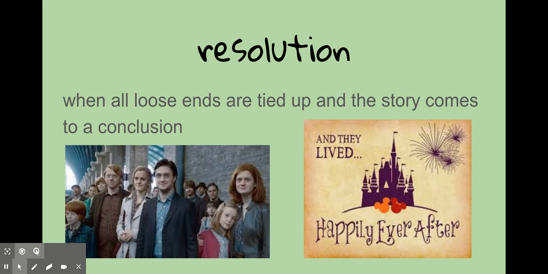So resolution, most of the time, is going to be a happy thing. But in some stories, there's not a happy resolution. It ends sadly, but it ends and we know it's over.